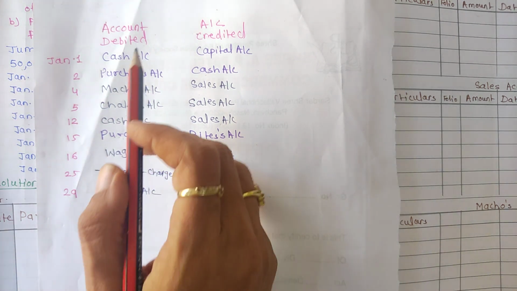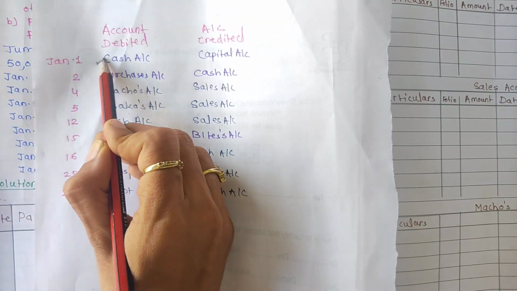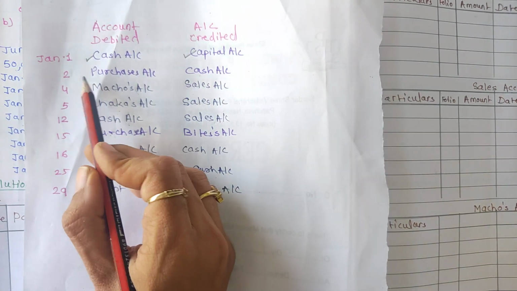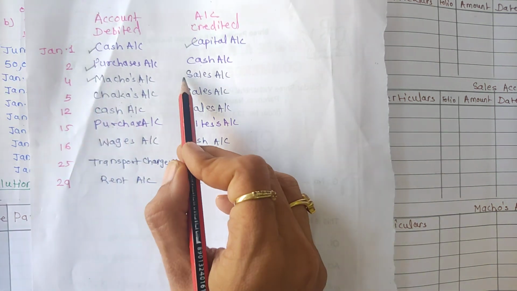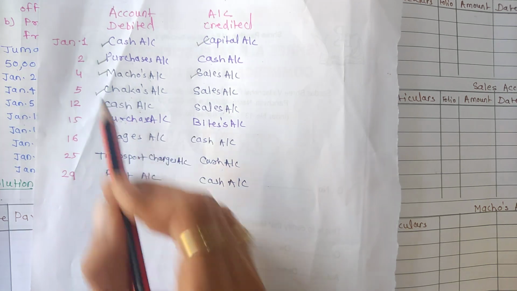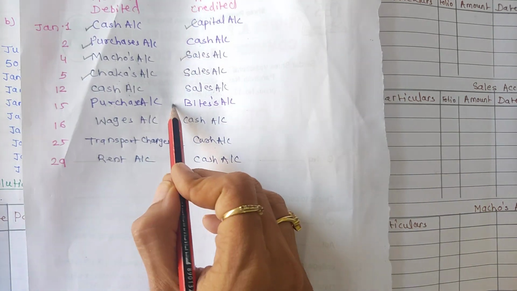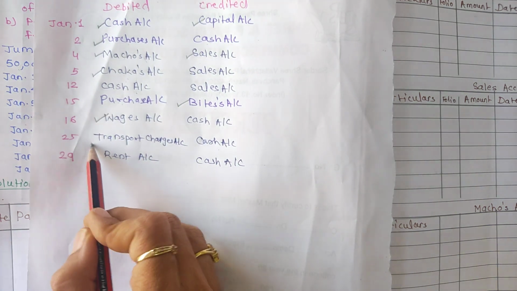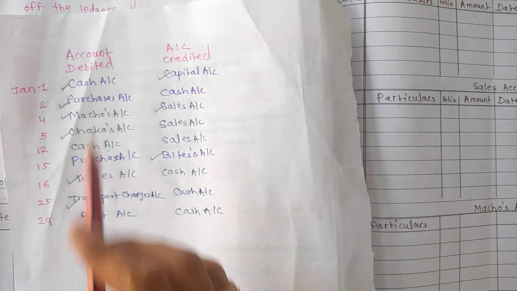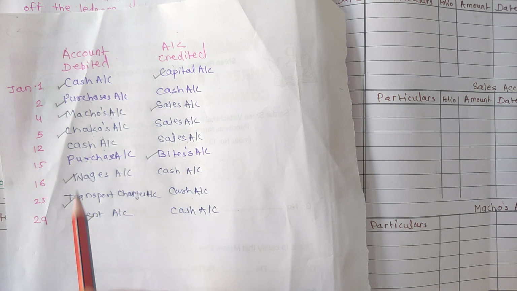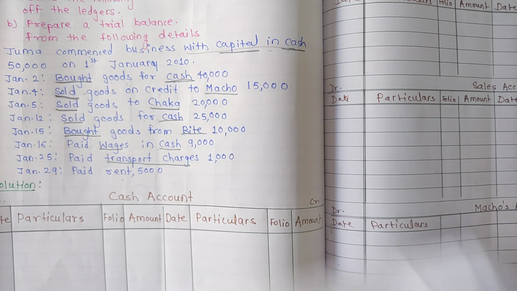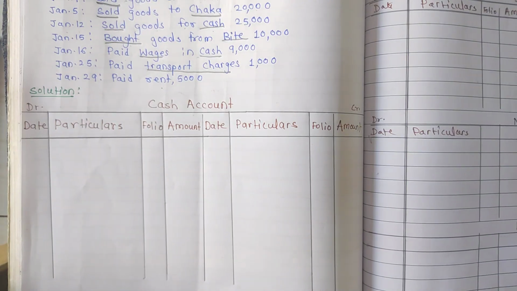Now it will be easier to post entries to the ledger accounts. Now which accounts are affected here? Cash account, capital account, purchases account, Matthew's account, sales account, Chaka's account, Byte's account, wages account, transport charges account and rent account. So 1, 2, 3, 4, 5, 6, 7, 8, 9 and 10 accounts. So now you have to draw the various ledger accounts.